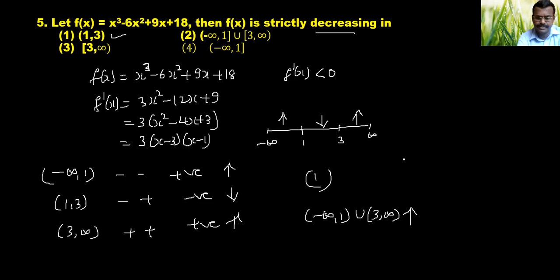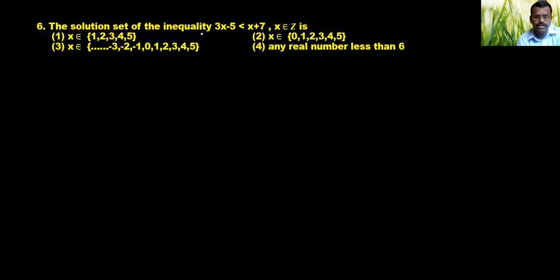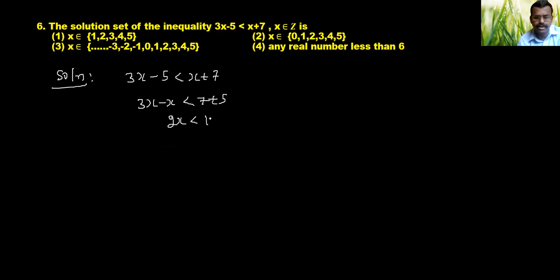Question number 6. The solution set of the inequality. It is a very simple question. So we call it a level 1 problem. That means within 30 seconds, we can finish the problem. See, 3x minus 5 less than x plus 7. So 3x minus x less than 7 plus 5. 3x minus x is 2x less than 12, or x is less than 6.